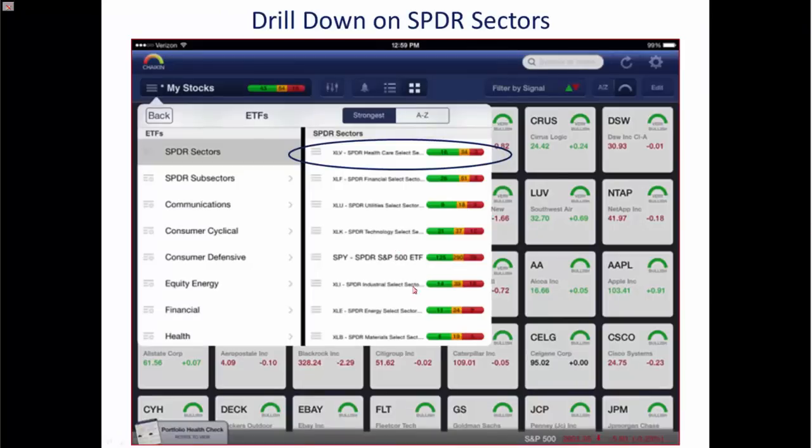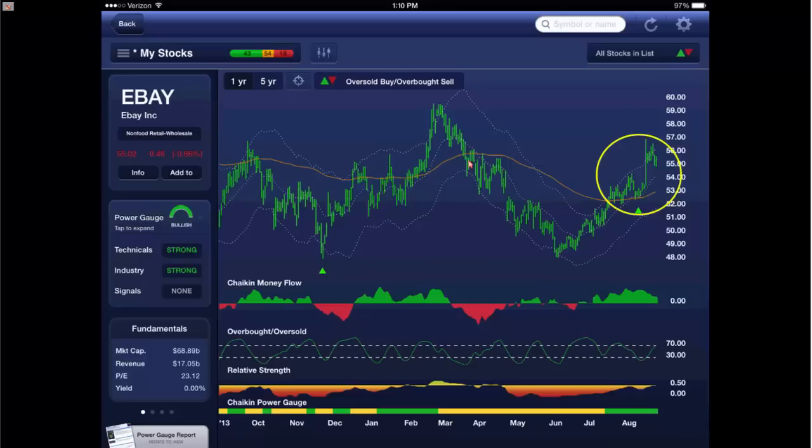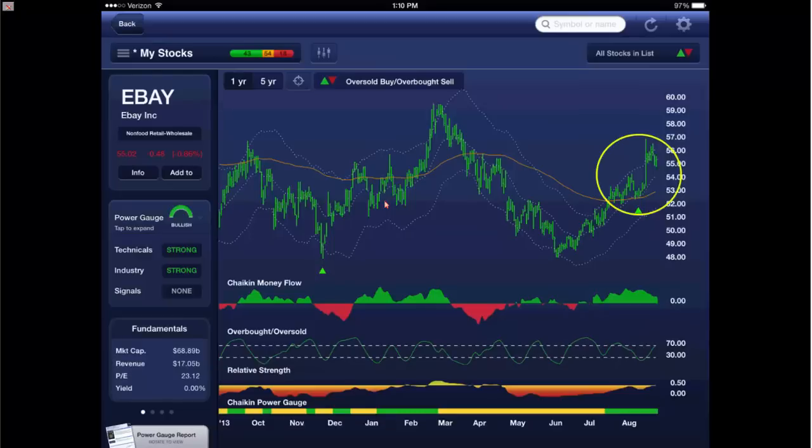Now, if you want to get stock ideas, you tap on Spider sectors. As we saw, they rank by power gauge rating. Here's healthcare right at the top. You drill down by tapping healthcare, and you see all the stocks in the XLV healthcare ETF ranked by Chaikin power gauge rating. Makes it pretty easy to find the best stocks in a strong sector. And the one we're going to zero in on is Gilead Sciences, which was trading above 109 today. But remember back on that dashboard, Gilead was 99.49 on April 15th when it triggered a momentum breakout buy.